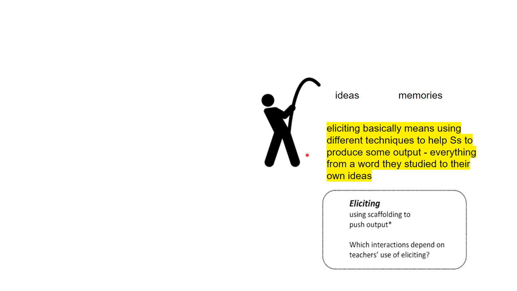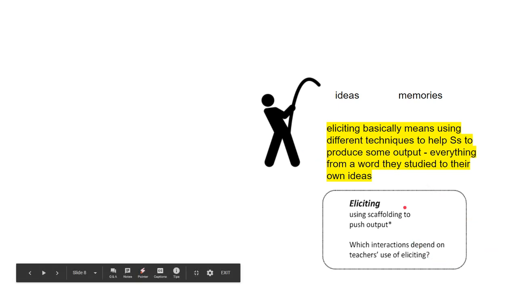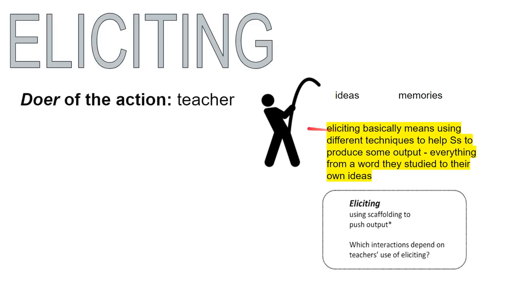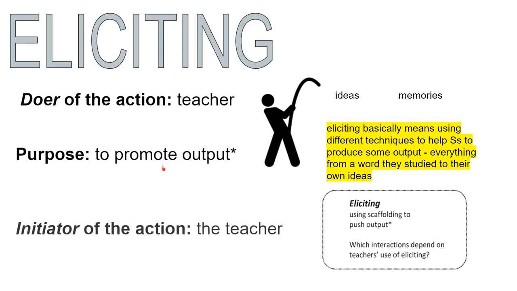Now this category overlaps with many of our other categories, including scaffolding. It basically means using different techniques to help students produce output, anything from a word they studied to their own ideas. So anytime you make the student say something, that's eliciting. The teacher does it to promote output.